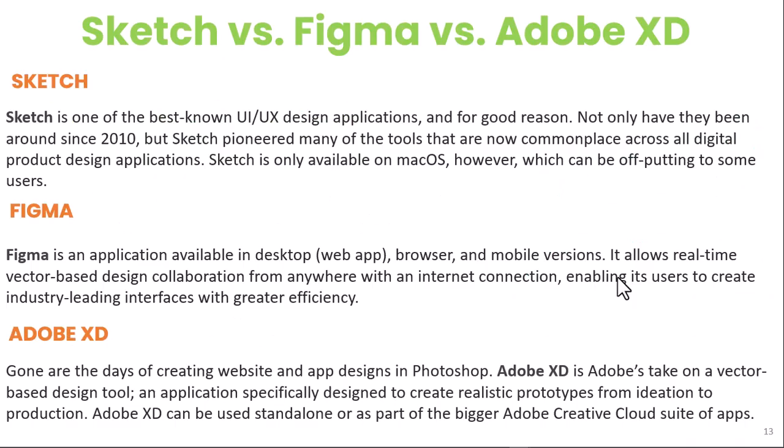So now let's look at some other apps like Sketch Pro, Figma, and XD. And let's start with Sketch. Sketch is one of the best known UI UX design applications, and for a good reason. Not only have they been around since 2010, but Sketch Pro pioneered many of the tools that are now commonplace across all digital product design applications. Sketch is only available on Mac, however, which can be off-putting to some users. And so it's very powerful. Sketch is another beautiful application. They have the same collaborative features and it's very beautiful, and it's available only on macOS.